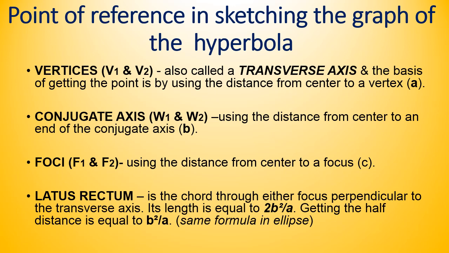Third, we have what we call the foci. We also have two, F sub 1 and F sub 2. Using the distance from the center to a focus, our focus represents variable c. Lastly, it is also very important for us to know the width of the hyperbola, and that is the value of the latus rectum. It is the chord through either focus perpendicular to the transverse axis. Its length is equal to 2b squared over a. The half distance is equal to b squared over a. We have the same formula in ellipse, guys.